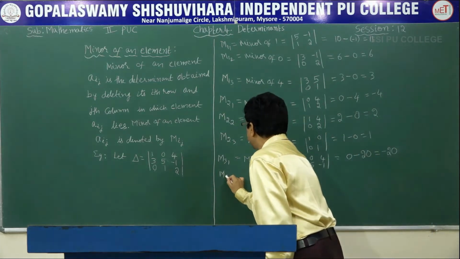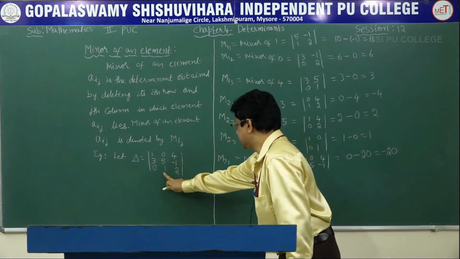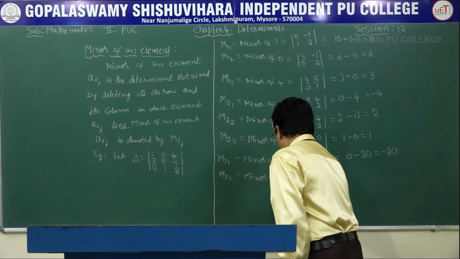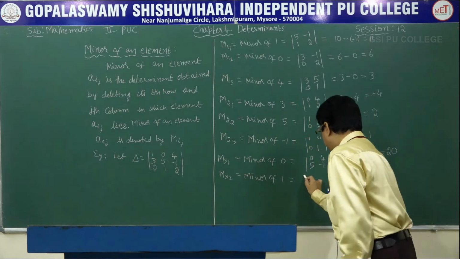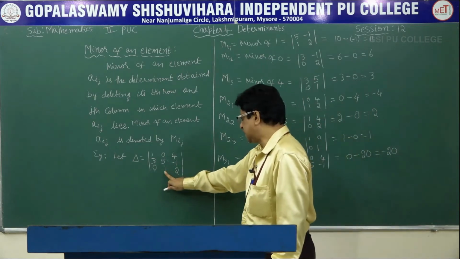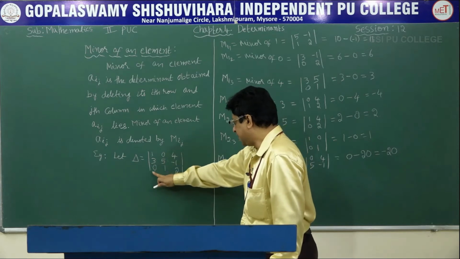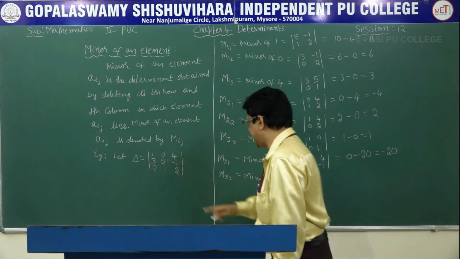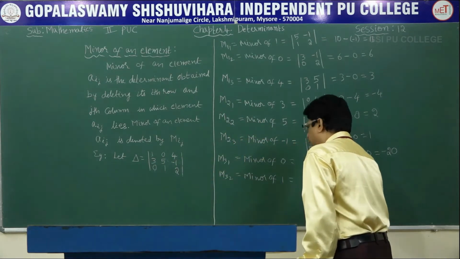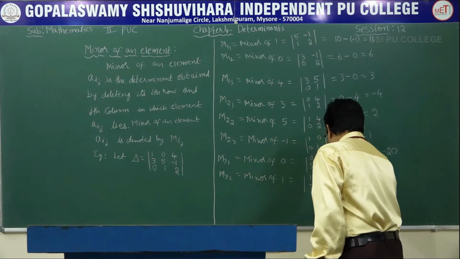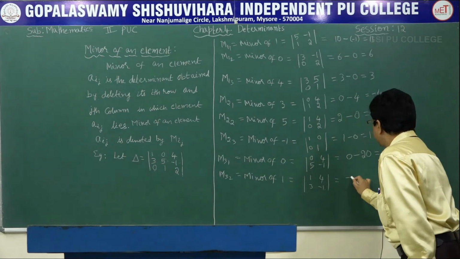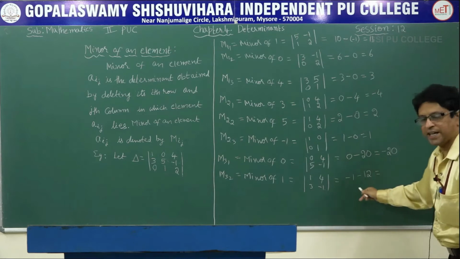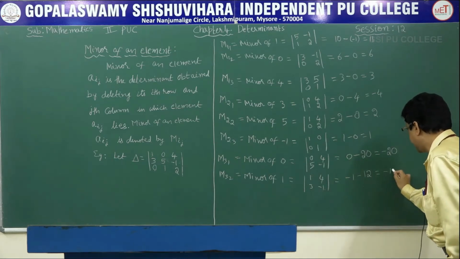Next, M32, that is minor of 1. So 1 lies in the third row and second column. We eliminate the third row and second column and take the determinant of the remaining elements, that is 1, 4, 3, minus 1. That will be equal to 1 into minus 1, minus 1, minus 4 3s are 12, that is minus 1 minus 12 is minus 13.